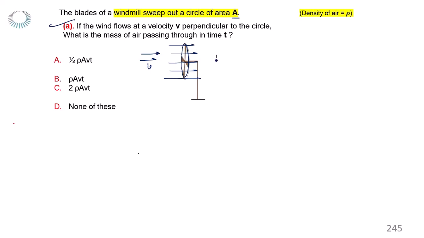So I know that the mass of the airflow per unit time, m by t, is equal to rho times A into v. They are asking for the total mass, so m should be equal to how much? Rho A v into t. Okay, that is the answer.